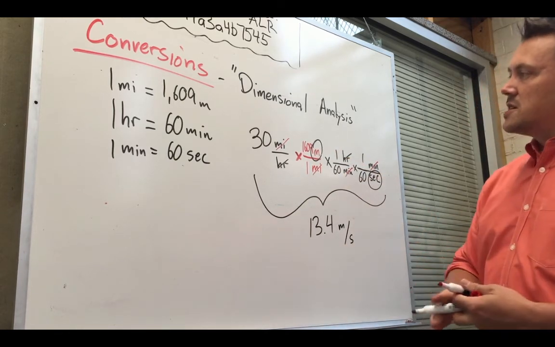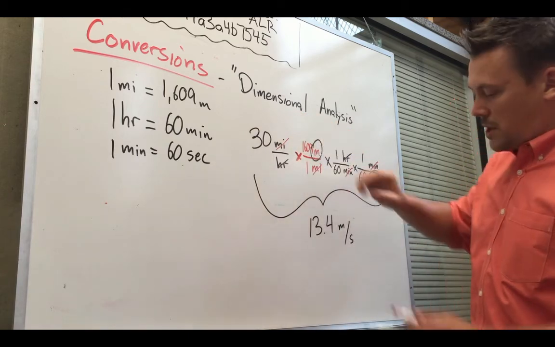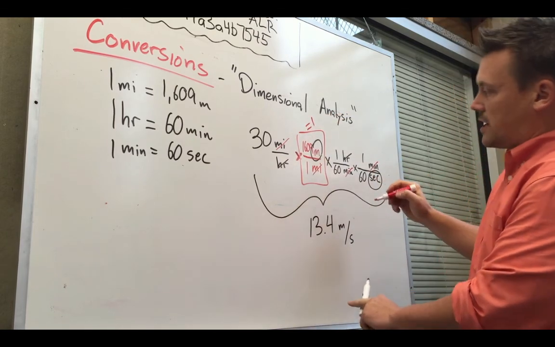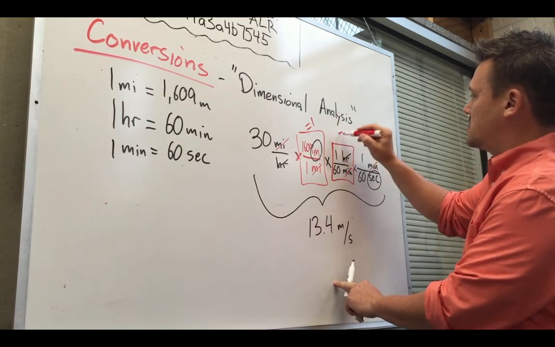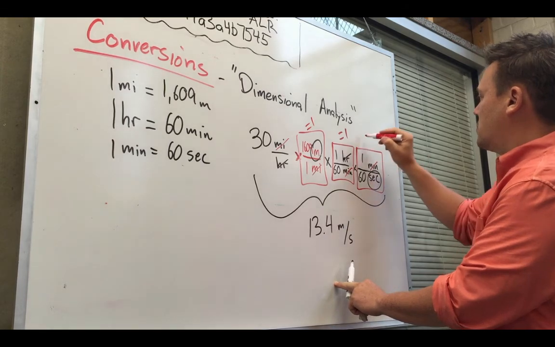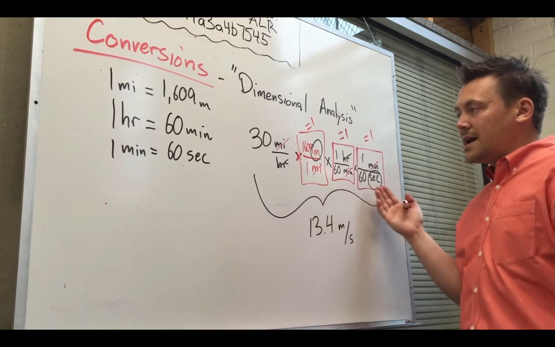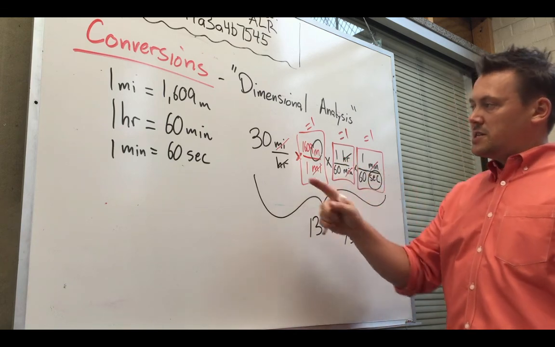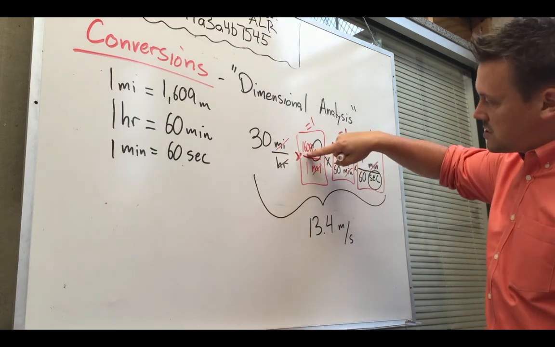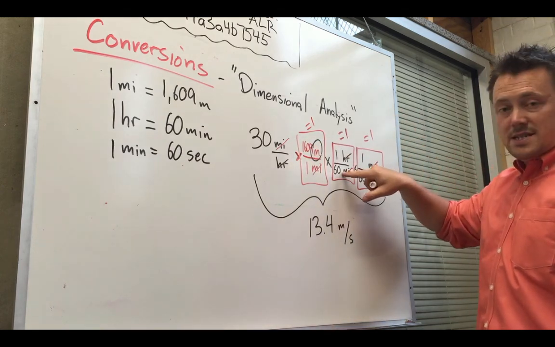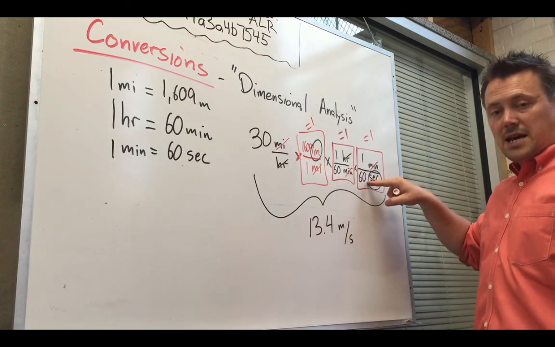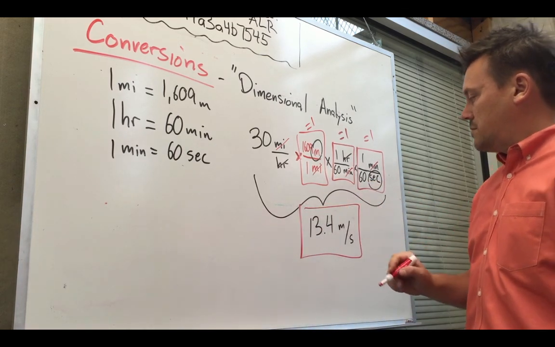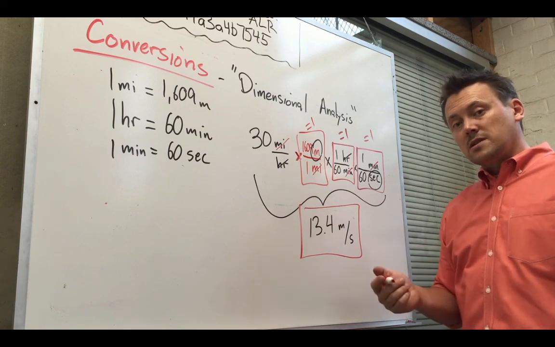So dimensional analysis allows us to convert by multiplying by conversion factors set up in fractions. But this conversion factor just equals 1. This just equals 1. This just equals 1. Which means it's okay. I'm not changing the value when I multiply it by 1 every time. Okay? So I did it by saying 30 times 1,609 because it's on top, divided by 60 because it's on bottom, divided by 60 again because it's on bottom. And I get my answer, 13.4 meters per second. Now it's your turn to practice.